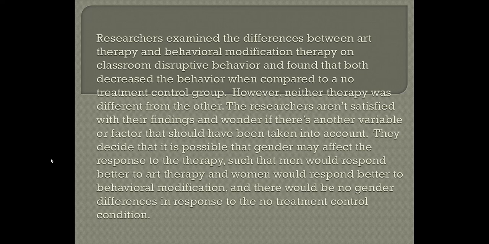Let's say that, however, neither therapy was different from the other, and the researchers aren't satisfied with their findings and wonder if there's another variable or factor that should have been taken into account. So they want to create a factorial design with their treatment or condition independent variable. So they decide that it might depend on gender whether art therapy or behavior mod would be more effective. So they want to add gender to the design.